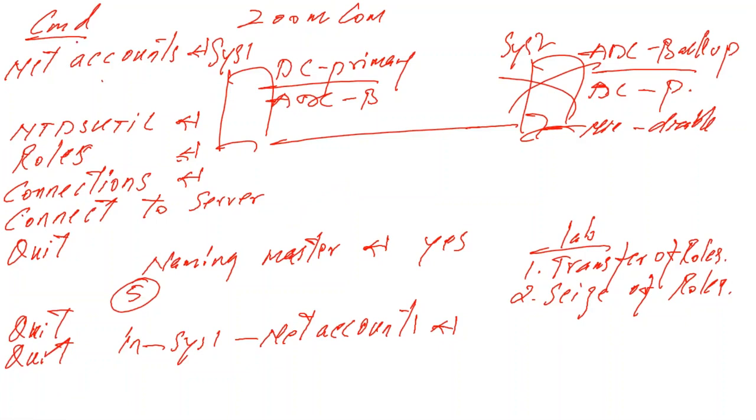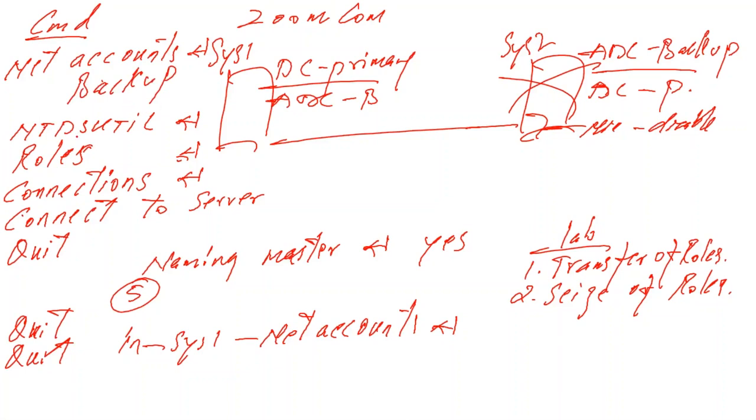Open the command prompt. Then write down the command net accounts, press enter. Open the command prompt, type net accounts, press enter. Now tell me, when you type net accounts and press enter, what will it show? Backup. So we are sitting on ADC. Once you press enter, it will show backup. Okay, we have to confirm.